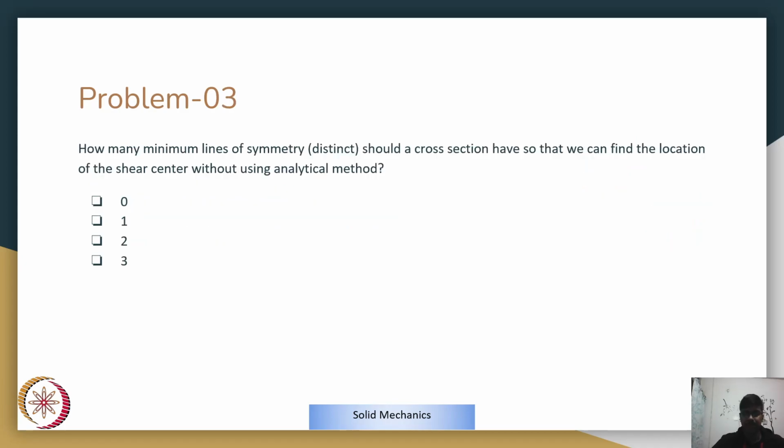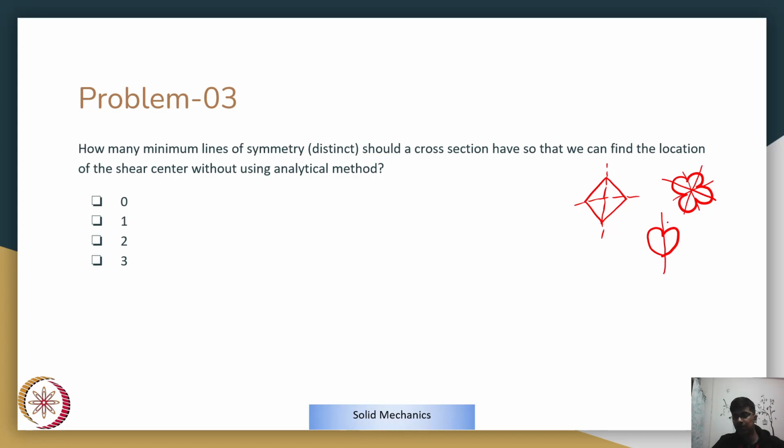Problem number 3. How many distinct lines of symmetry should a cross section have so that we can find the location of the shear center without using an analytical method? Suppose I'm just drawing a random cross section. As you can see, it has 2 lines of symmetry. Another cross section can be something like the flower one, which we showed earlier. It has four lines of symmetry. You could also have a heart-shaped cross section which only has one line of symmetry.